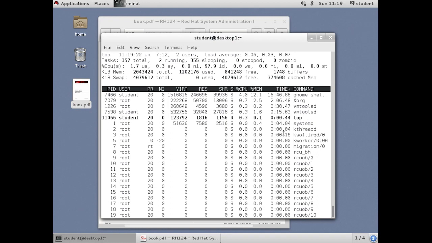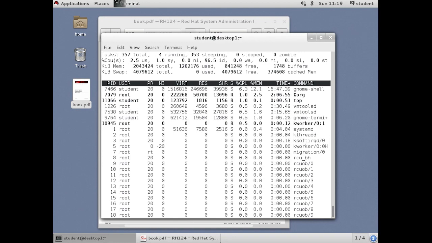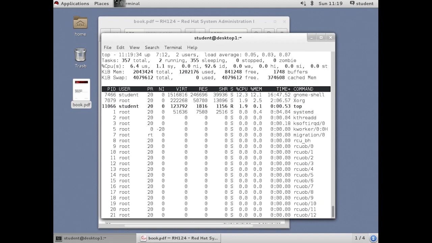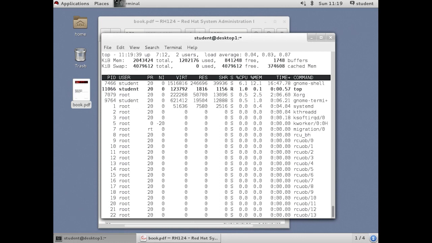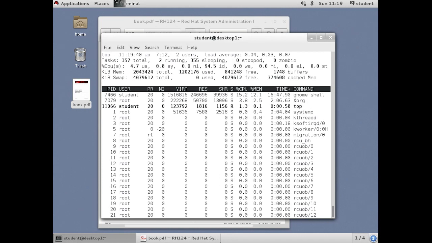First, the summary's up at the top. You can use these toggle keystrokes. L, you see that first line that is a load average line? That can be toggled on and off with an L. Toggle it off, toggle it on. The task line can be toggled on and off with a T. And the memory line, the last two lines, can be toggled on and off with a lowercase m.